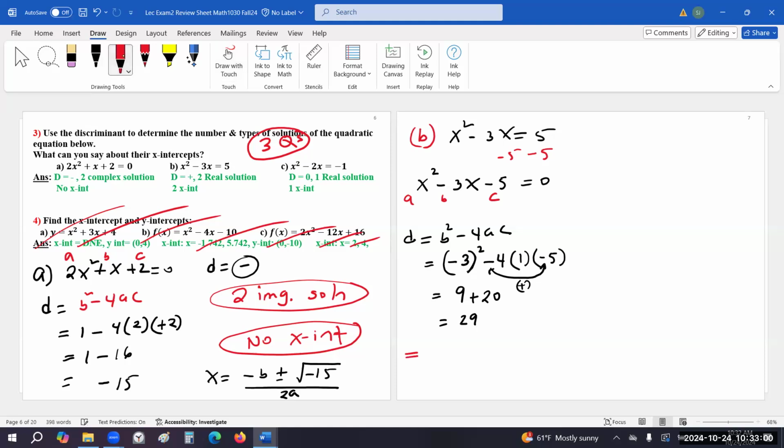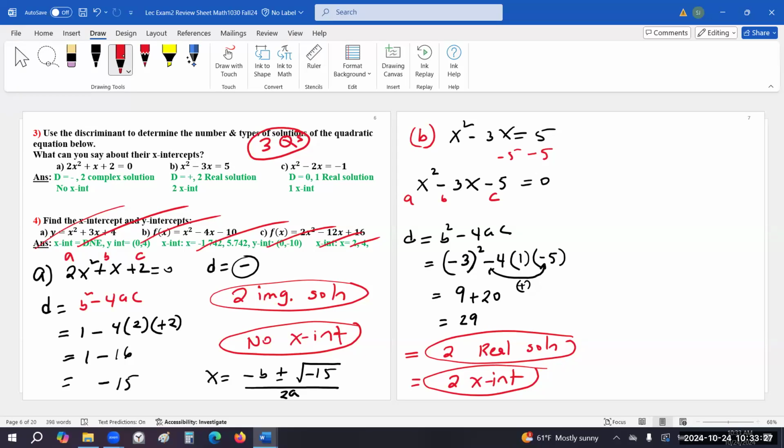So how many solutions do we have? 2 real solutions. And how about the x-intercept? 2 x-intercepts, because our solutions are real. Solution means x-intercept. So if they're real, we have an x-intercept. If they're not real, we don't have an x-intercept.